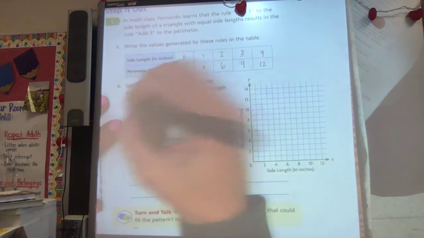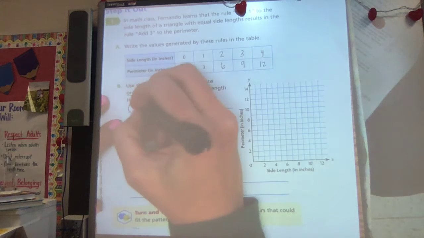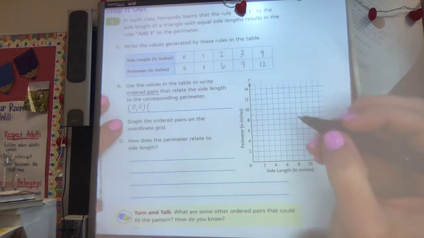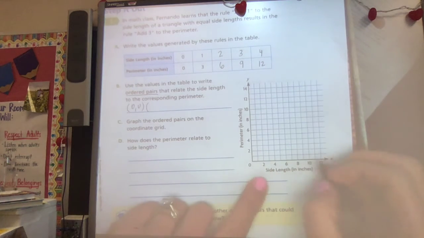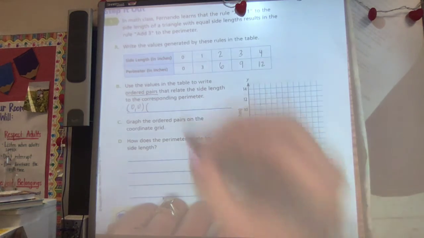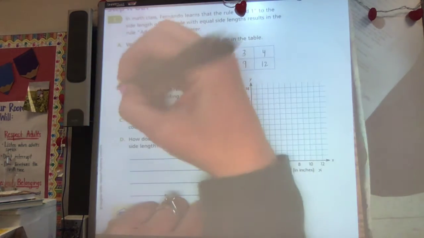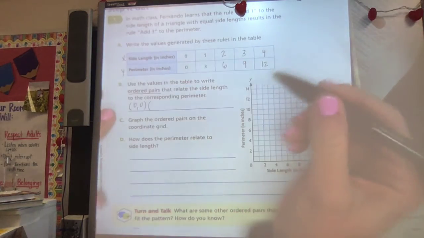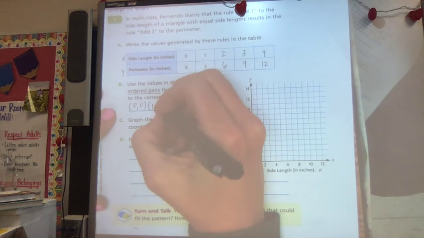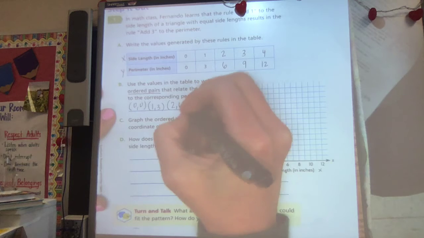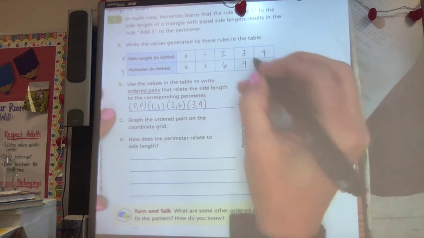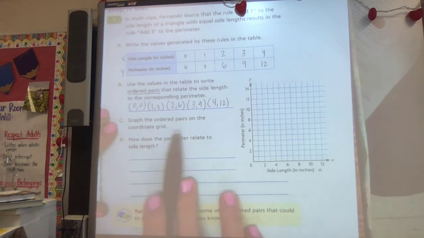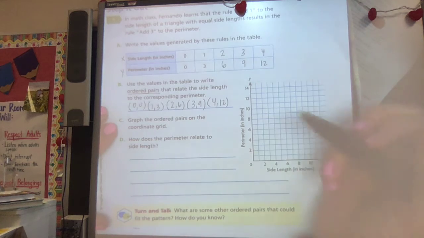So our ordered pairs, 0, 0. Remember, that's called the origin. Then I have, and I know that this, the side, remember this is my x like it says right here. So I know my side length is x, my perimeter is y because it's written on that table like that. Okay, so next I have 1, 3, 2, 6, 3, 9, and 4, 12. So now we need to graph these ordered pairs. Let's be careful how we do that.